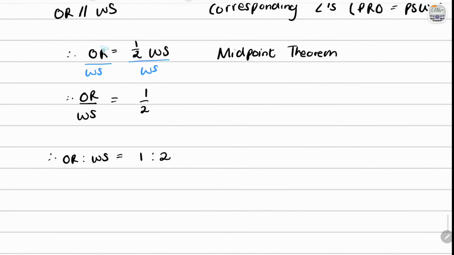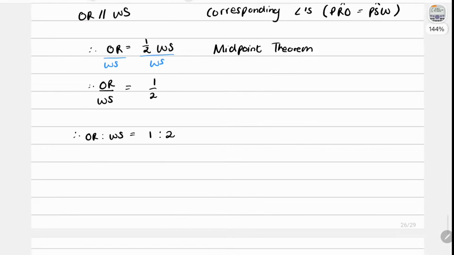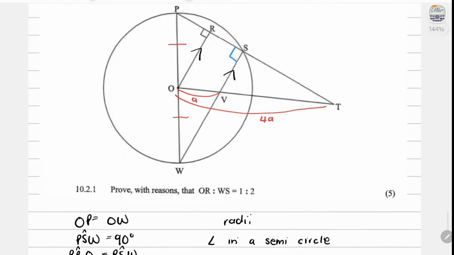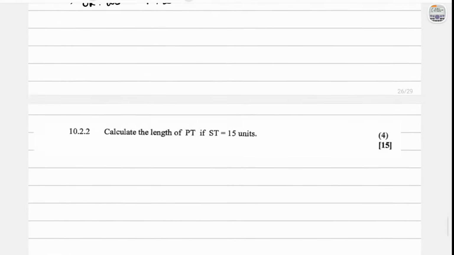But this whole arithmetic doesn't really matter that much. It's the logic about it, because these are just two different ways of representing a ratio. So this ratio ultimately works because of the midpoint theorem. So that is for 5 marks. And moving on to the next question.